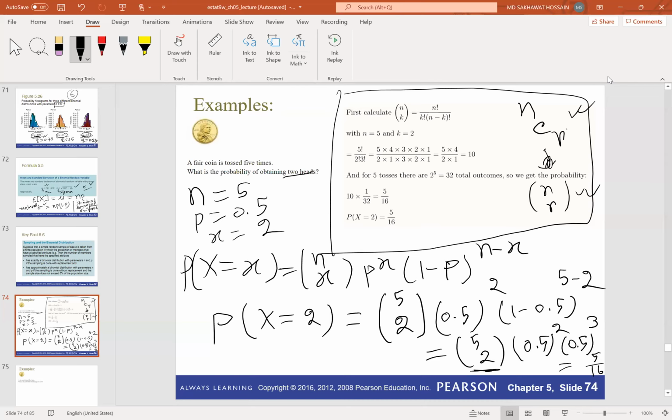Here you can see the calculation. 5 combination 2 is 5 factorial divided by 2 factorial times (5 minus 2) factorial. And 5 factorial is 5, 4, 3, 2, 1. If you simplify this, it will be 10. So 10 times, and if you calculate the rest, that will be 1/32. If you multiply 10 times 1/32, then it will be 5/16. Actually, you do not need to show the details of the calculation. You can just use a calculator, so you should learn how to use the calculator to find the combination.